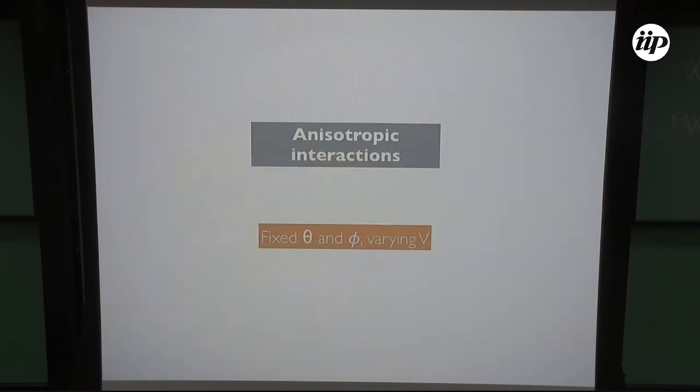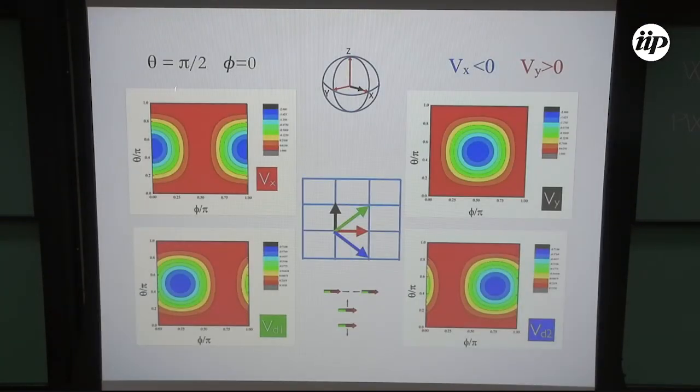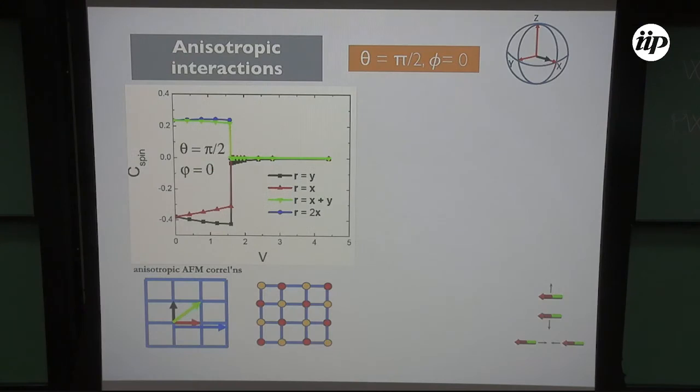I'm getting to the more interesting part, which is what happens when we do have anisotropic interactions. First, I'll start by fixing theta and phi, and we'll vary the intensity of the interactions. I'll choose a different point than I did before: theta of pi over 2. So here we have positive interactions in the x direction and negative along the y direction. When we look at the spin correlations, we see, once again, that we do have a phase transition. Here it's very sharp.